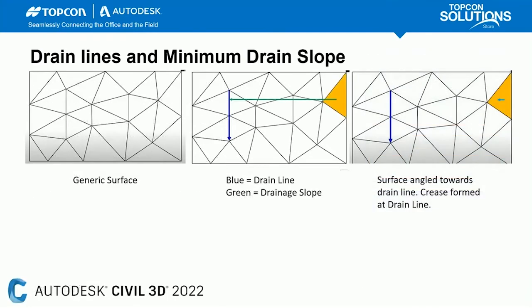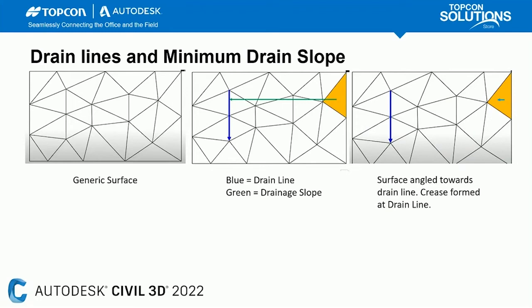Drain lines and minimum drain slope. So we have 3 screenshots here, and we're going to work left to right. So first thing, generic surface. Just picture a surface. At every triangle we have a point, and we have like 15, 20 triangles here.